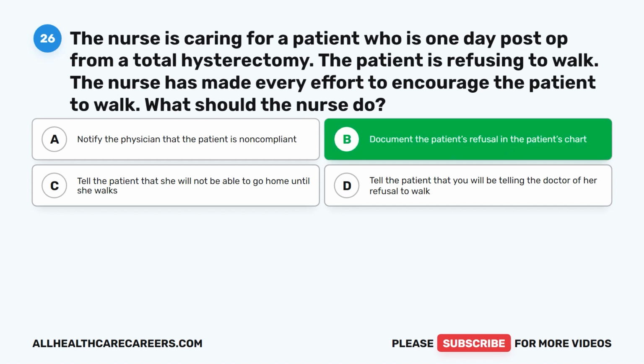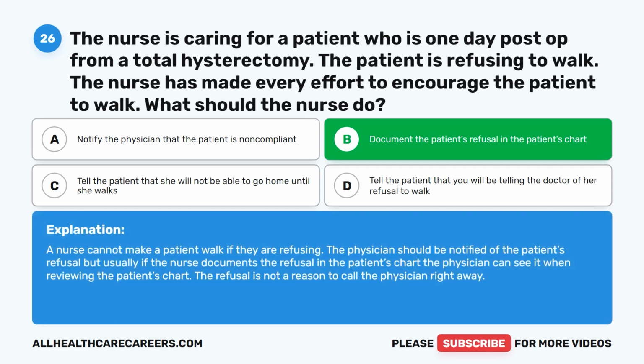The correct answer is B. Document the patient's refusal in the patient's chart. A nurse cannot make a patient walk if they are refusing. The physician should be notified of the patient's refusal, but usually if the nurse documents the refusal in the patient's chart, the physician can see it when reviewing the patient's chart. The refusal is not a reason to call the physician right away.